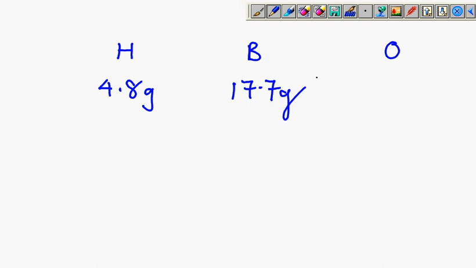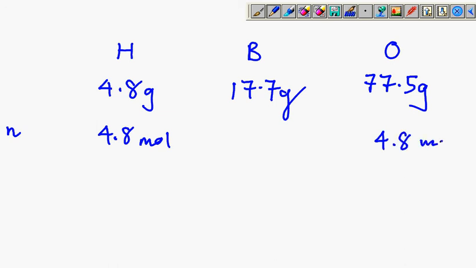How do we find the rest of the mass? So 100 minus 4.8 and minus 17.7, you get 77.5. So this is 77.5 gram. So for each of them you've got to find the number of mole. So here the number of mole is 4.8 mole, and this is also very close to 4.8 mole, and this one is very close to 1.6 mole.